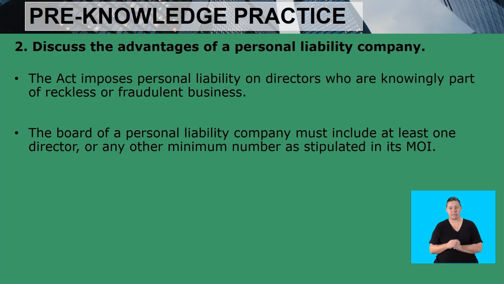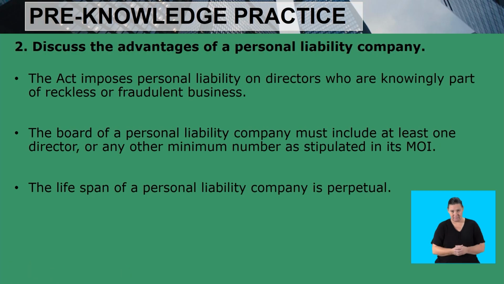The board of a personal liability company must include at least one director or any other minimum number as stipulated in its memorandum of incorporation. So obviously, the board of directors must have a minimum of one director unless it's stipulated otherwise in the memorandum of incorporation of a certain personal liability company. The lifespan of a personal liability company is perpetual, meaning the continuity of existence of a personal liability company is forever continuing, because you can register the business.